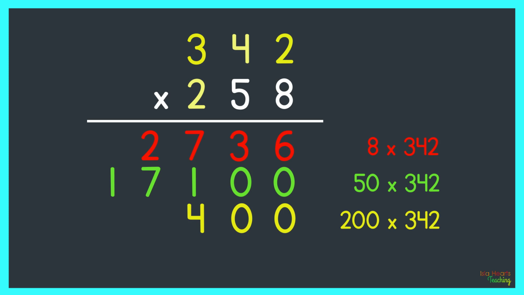The next one is 2 times 4. The answer is 8. Again, there are no carryover numbers. The last one is 2 times 3. 2 times 3 equals 6. Amazing work so far. The very last step is to add the 3 answers together to find the total.